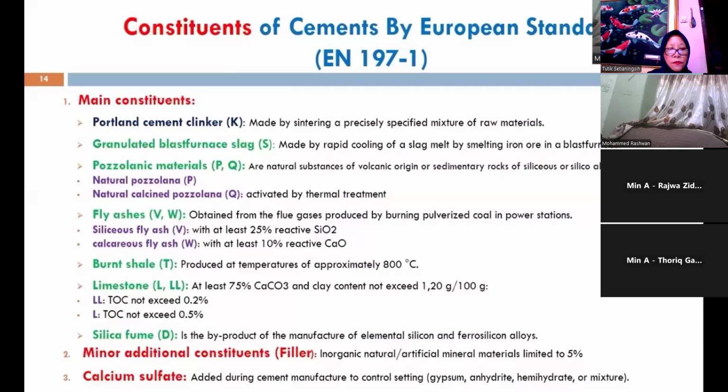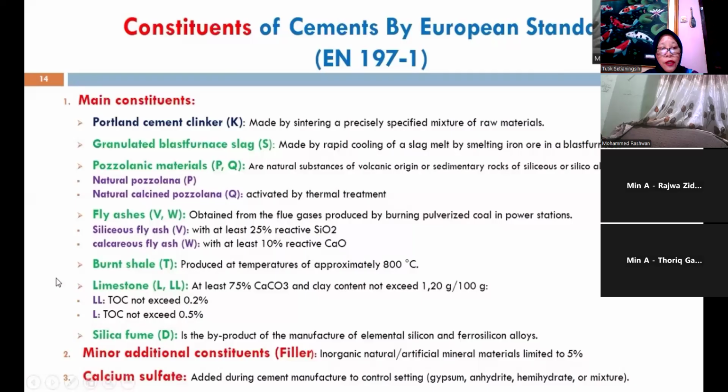Also, fly ash, V or W. This is obtained from burning pulverized coal in a power station. The power station for electricity used coal, maybe previously, but now natural gas or even nuclear stations. And there are two subdivisions of fly ash: siliceous fly ash V with at least 25% reactive silicon dioxide, and calcareous fly ash W with at least 10% reactive calcium oxide.